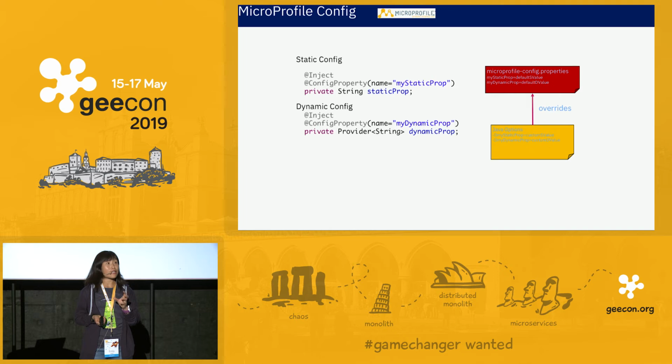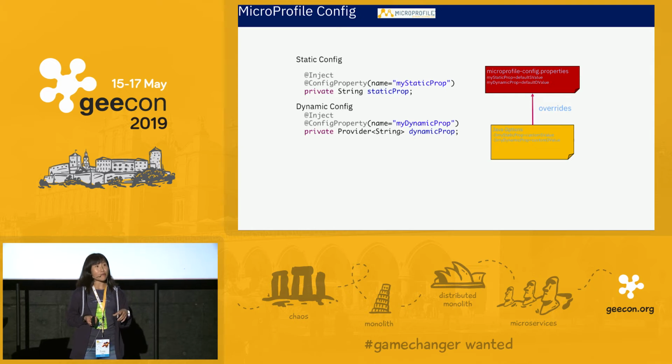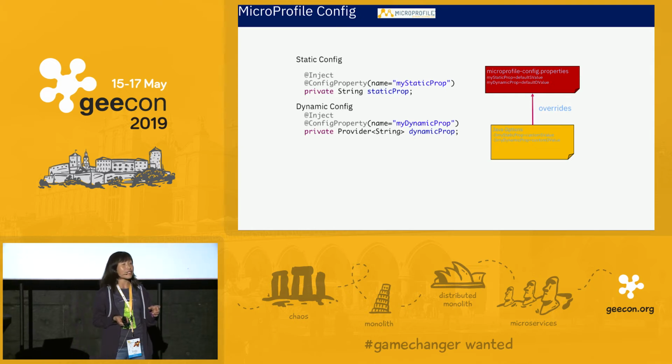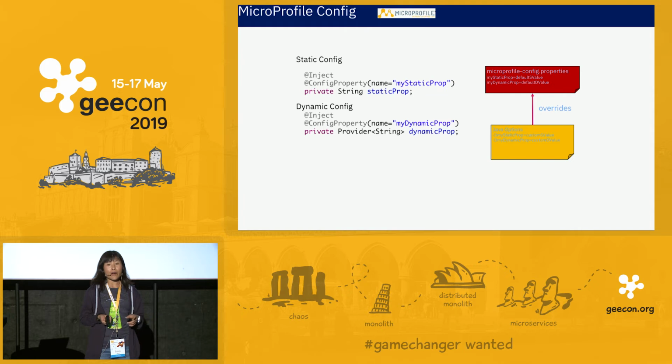In MicroProfile config, all the config sources are layered. So they have priority, called ordinal. Inside your application, you can have a config source called microprofile-config.properties on the classpath. It has a lower priority. And then the environment variable has a higher priority, which is 300, and can overwrite the config declared inside the application. So you can do dynamic config. If the config value changes, you can directly get the up-to-date value. Just use a wrapper, inject a Provider.